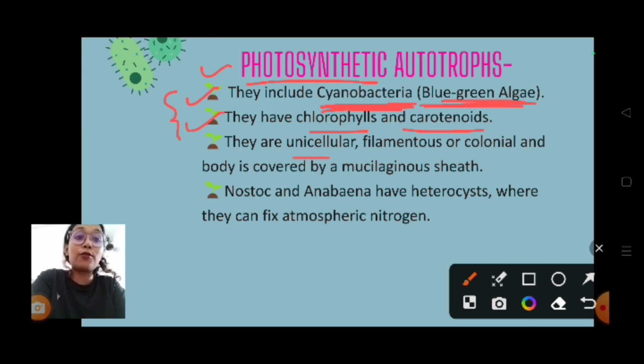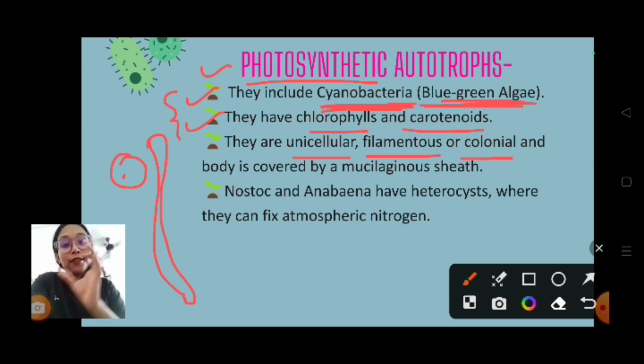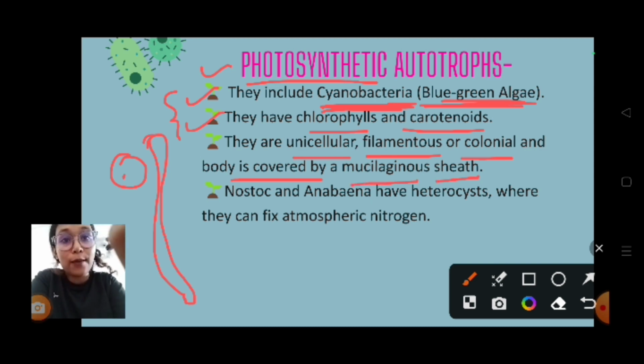They are unicellular, single-celled. Filamentous means filament-like in shape. In the next slide we'll see the diagrams of it. Or it can be colonial, it survives in colonies also. And the body is covered by a mucilaginous sheath, so it has some outer covering.